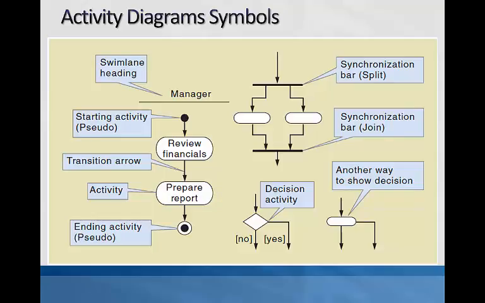Activities are connected together with arrows. The arrow is a transition from one activity to the next. The direction of the flow is indicated by the arrow. To start and stop an entire sequence of steps, we often use a pseudo-activity. These are simply solid black circles. They don't have any other meaning than start and stop. You see that the ending pseudo-activity has 2 concentric circles.